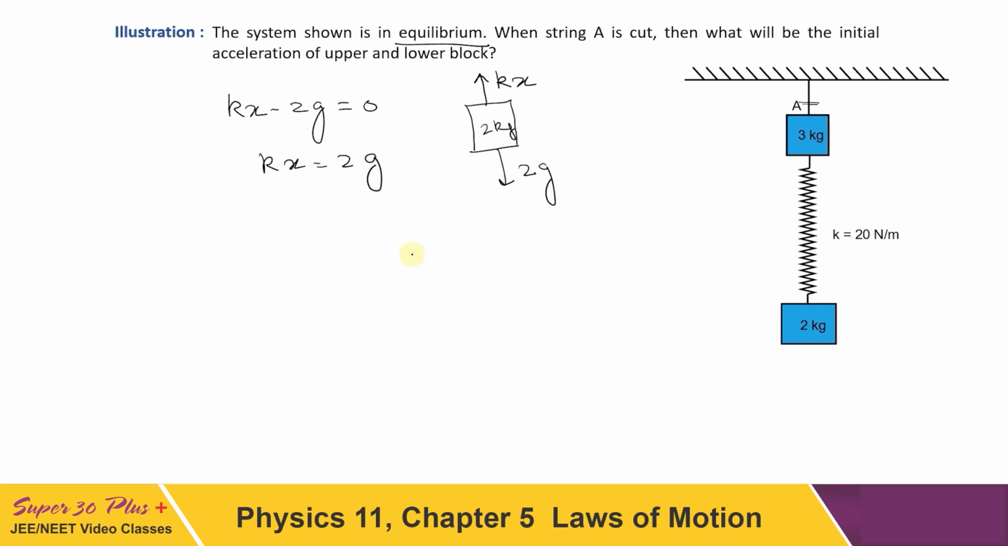Now let us draw the FBD for the upper block, which is the 3 kg block. The forces here are its weight, that is 3g, kx also in the downward direction, and tension in the upward direction. This also is in equilibrium, so here also we can write T should be equal to kx plus 3g, and kx if we substitute 2g, that is equal to 5g. So T we got as 5g.